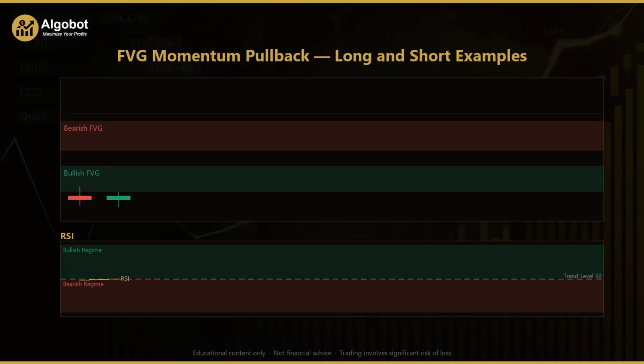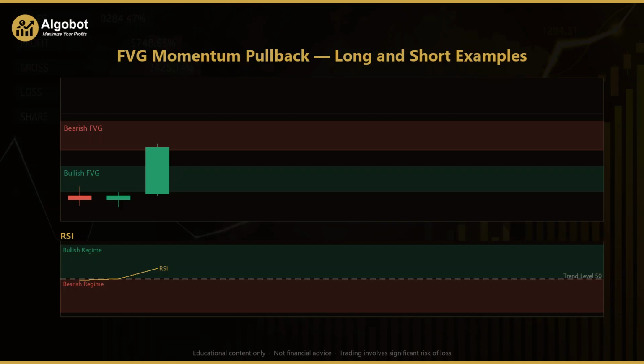Let's bring it all together on this illustration. On top you can see the price candles, and in the panel below is the RSI, with a dashed line marking the trend level at 50. Above 50 we'll call the bullish regime, below 50 the bearish regime. Watch how the strategy reads both at once.